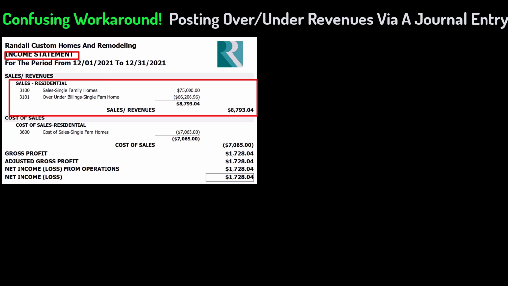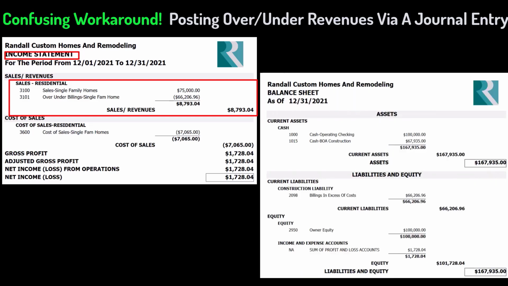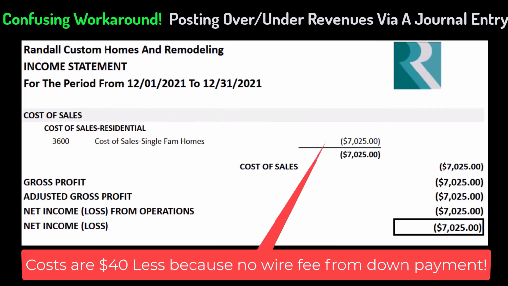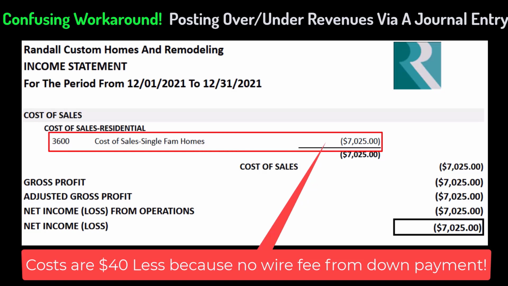While this adjustment helps present a more realistic financial picture, it can also cause confusion. It requires constant journal entries and results in revenue being reported on both the income statement and the balance sheet, which can be confusing. Now let's consider a scenario where the $75,000 down payment has not been received yet, but some job costs have been posted directly to the cost of sales on the income statement.